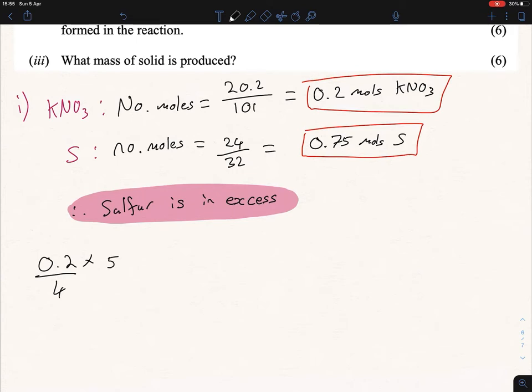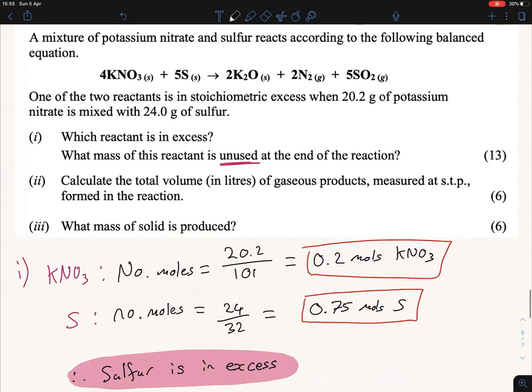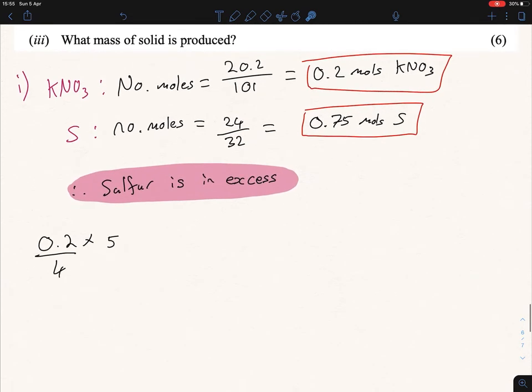Where am I getting the 4 and 5 from? So 0.2 moles of your KNO3, which is over here, I divided that by 4 because there was 4 in front of it, and I multiplied it by 5 because there was 5 in front of the sulfur. When I multiplied those together, I got an answer of 0.25, and that's 0.25 moles of sulfur required to react with the 0.2 moles of KNO3.